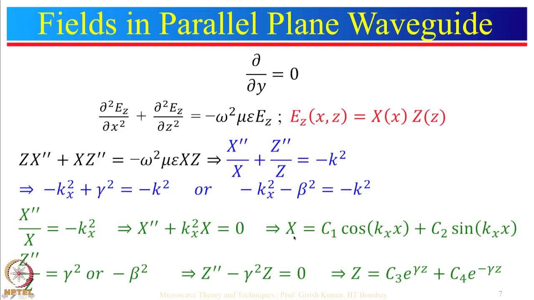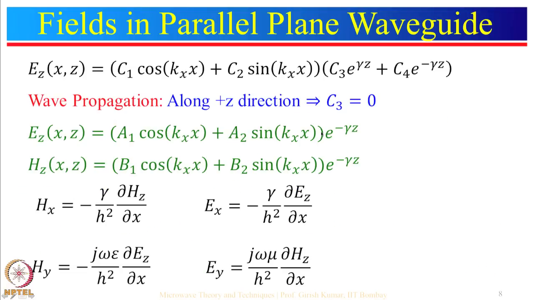Now we will put these functions X and Z in Ez, and then we can get the longitudinal field Ez, which will be (c1 cos kx x plus c2 sin kx x) times (c3 e raised to gamma z plus c4 e raised to minus gamma z). In this equation, the term e raised to gamma z represents the wave propagating in the negative z direction, and the term e raised to minus gamma z represents the wave propagating in the positive z direction.